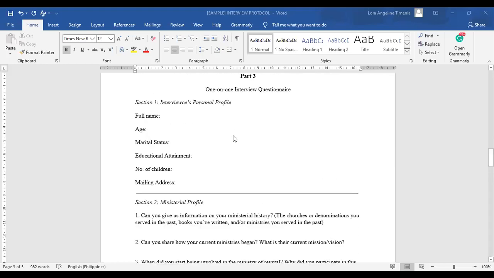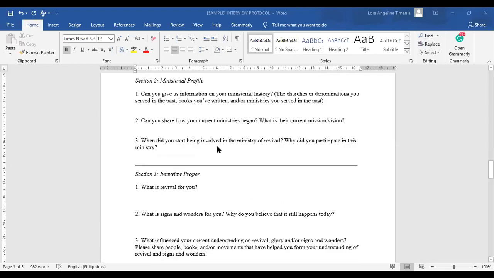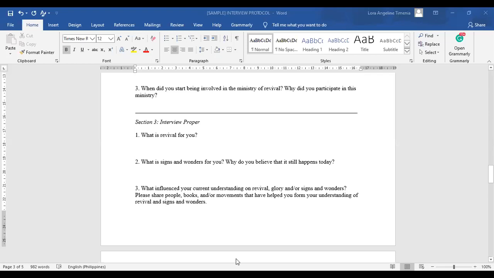So the first part is the personal profile: name, age, marital status. Second is the ministerial profile. Are they pastors? What church are they serving in? These two parts are important for you because you need to present a demographic assessment of your interviewees or your respondents. Okay. And then section 3 would be the interview proper.